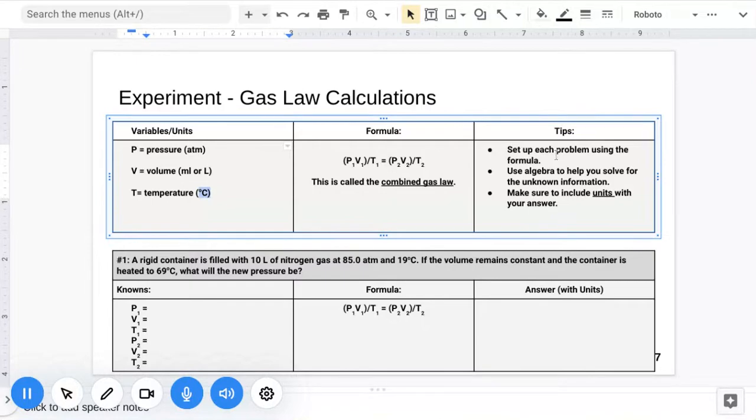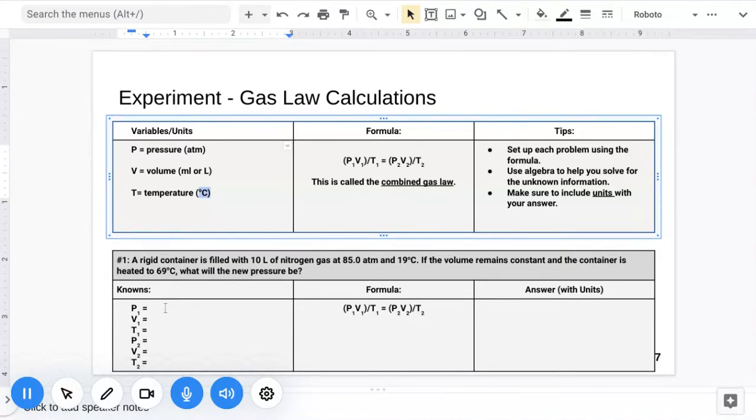We're going to use the same tips that we've used in the past. We're going to set up the problem using the formula and use algebra to solve for the unknown information. We'll also include a photo of the work done by hand, but I'm going to do the work on the computer since many of you are using the computer for this example.